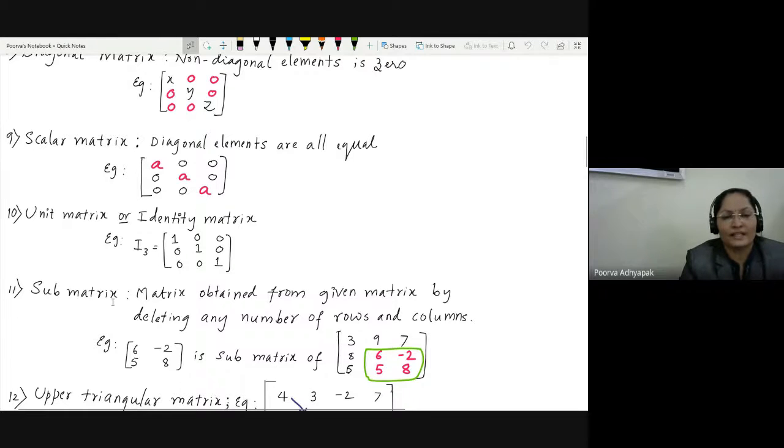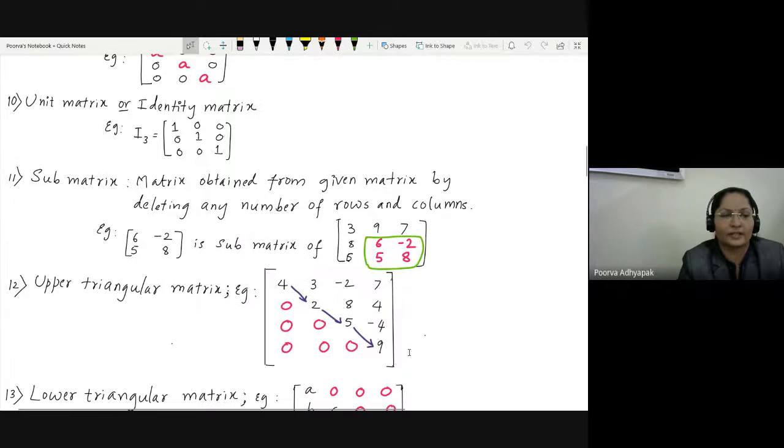Then submatrix. Submatrix means part of a matrix, students. Here I have taken a 3 by 3, 3 cross 3 matrix, where I have chosen a part of it of 2 by 2. So 6, minus 2, 5 and 8. This can be the submatrix of 3, 9, 7, 8, 6, minus 2 and 6, 5 and 8.